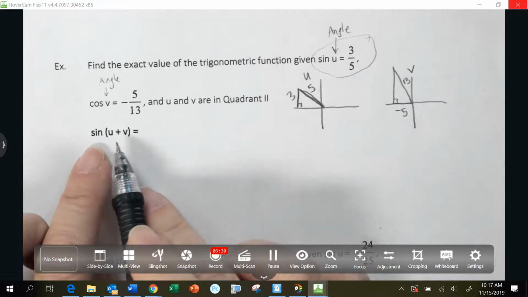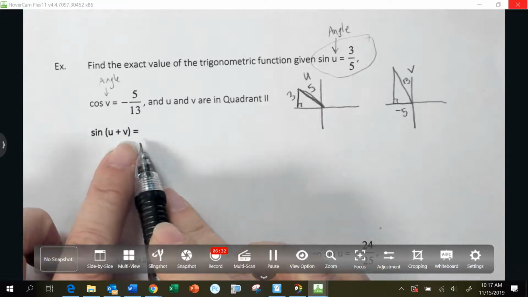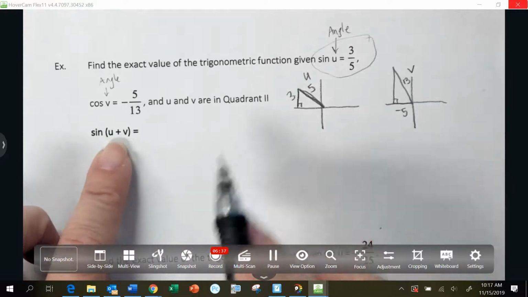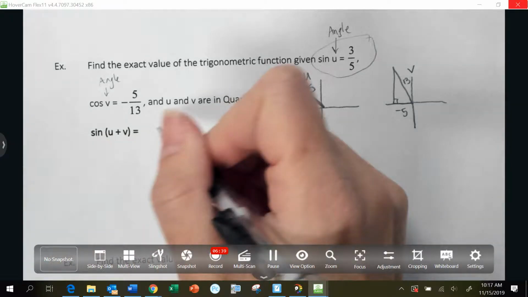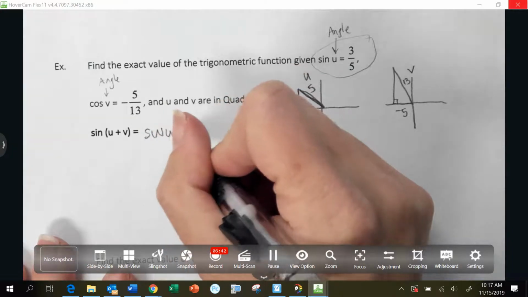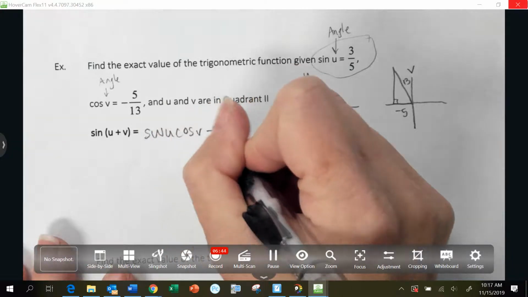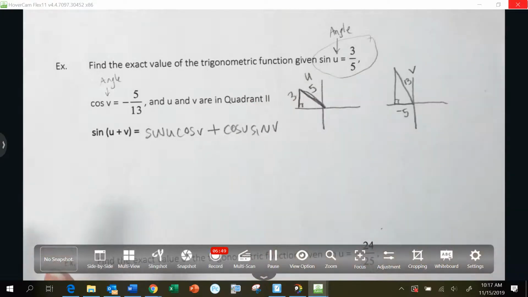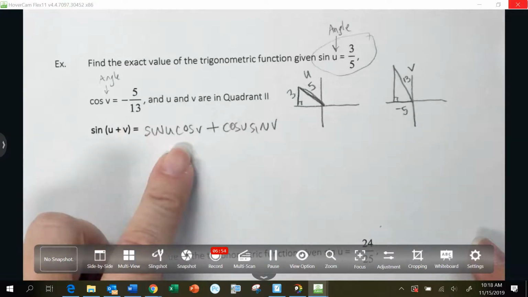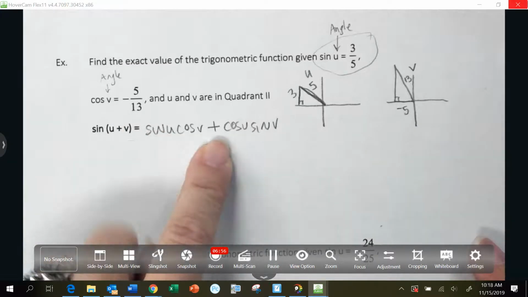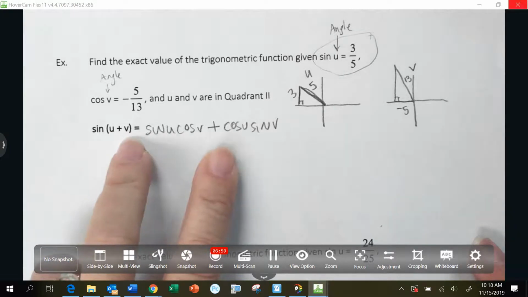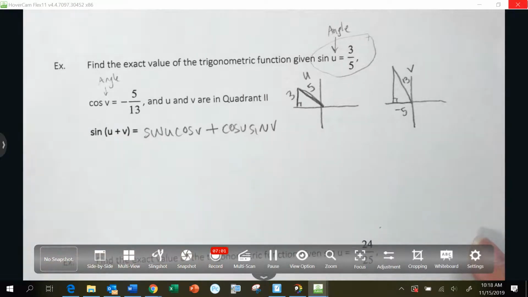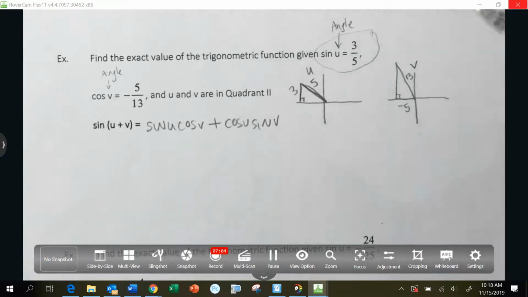Now it's asking me to find sine of u plus v. I'm going to write the formula for sine of u plus v so we don't have to keep flipping over. It's sine u cosine v plus cosine u sine v. Sine is the one that keeps the exact same addition or subtraction. Cosine's the one that's weird. It's not sine's fault, it's cosine's fault.